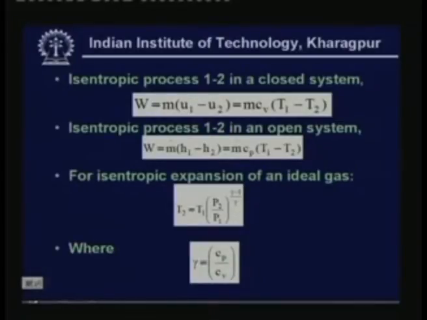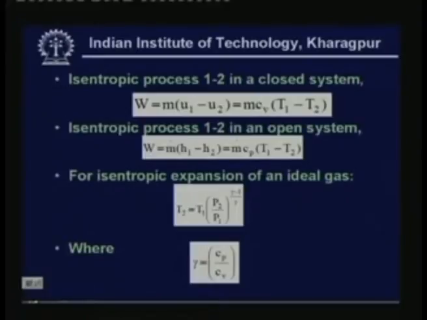Heat transfer rate is 0, so work transfer rate is equal to change in the internal energy. If you apply the same first law of thermodynamics to an open system, then you get the equation in the form W is m dot into H1 minus H2, which can be written as m dot Cp into T1 minus T2, where W is the power output, m dot is the mass flow rate of the working fluid, H1 and H2 are the initial and final enthalpies, T1 and T2 are the initial and final temperatures, and Cp is the specific heat at constant pressure.